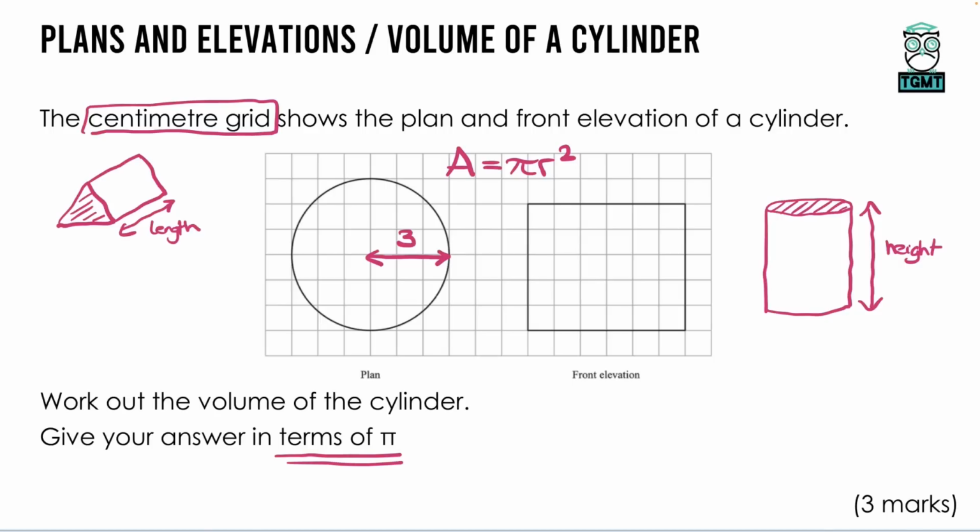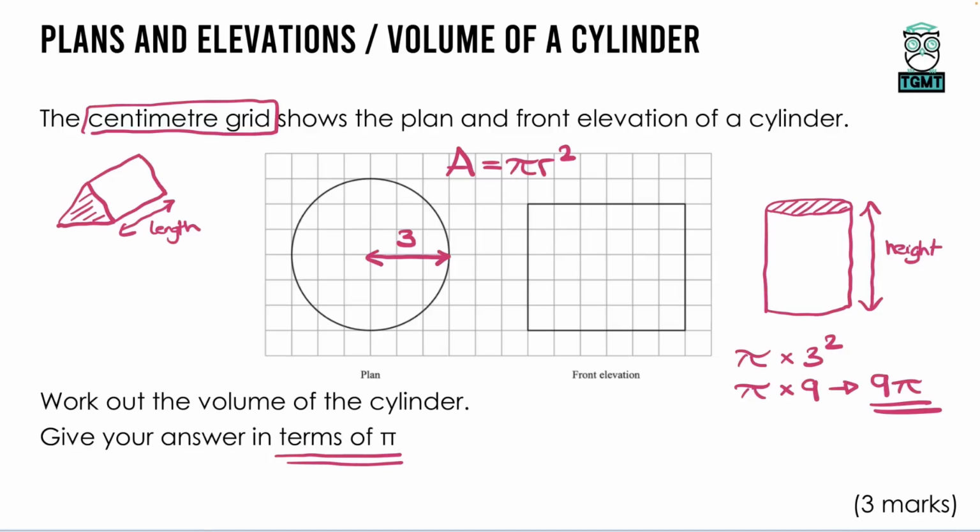So 3, if we plug that into pi r squared, that would be pi times 3 squared. 3 squared is 9, so it's pi times 9. And leaving it in terms of pi just means to write it as 9 pi. So the area of the circular face is 9 pi. We just don't have to type it into a calculator. So that's my area of the cross-section.